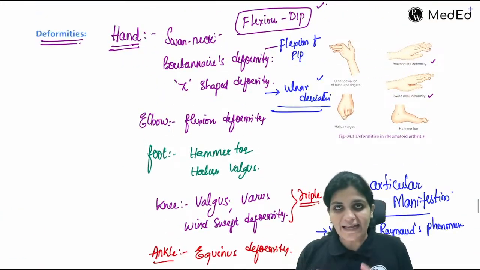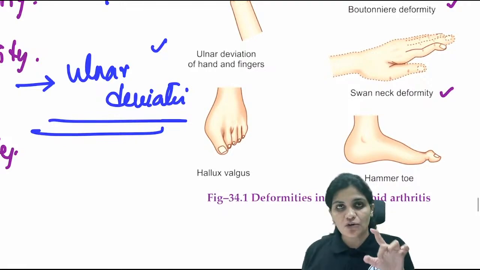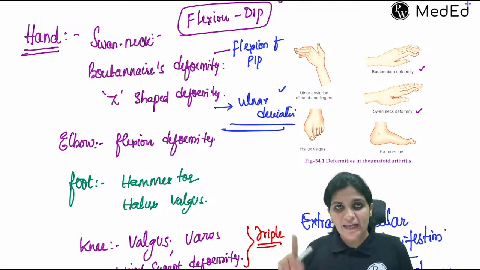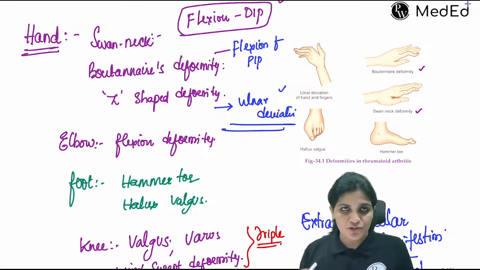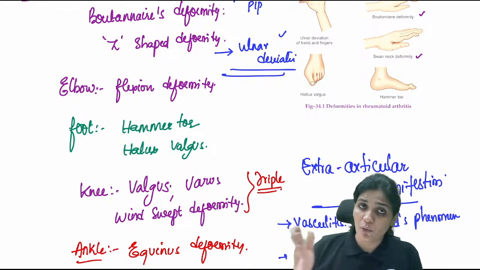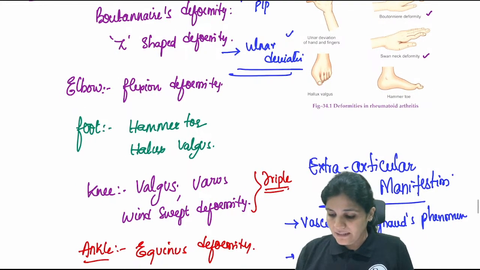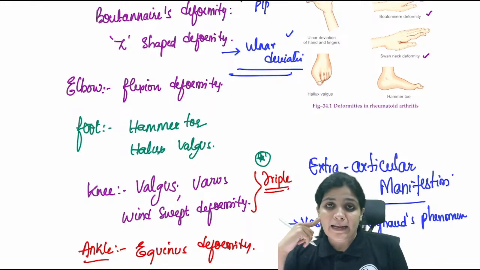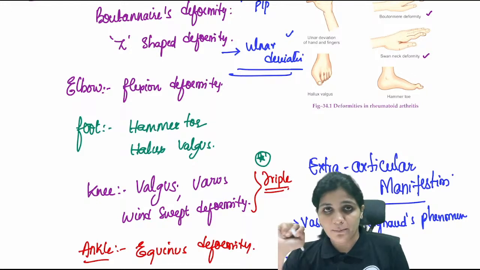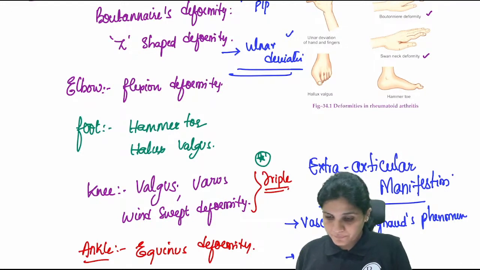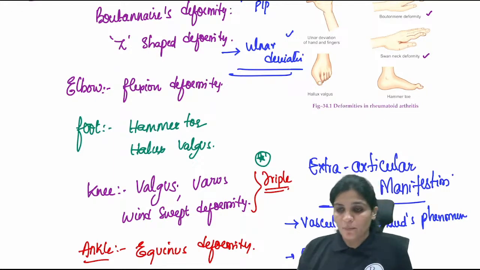So first one would be the swan neck. As I've told you, the picture has been given here. So there will be a flexion of the DIP. You remember it as FT. And then your boutonniere deformity is flexion of the PIP. Then in the elbow, you have just a flexion deformity. And then in the foot, you have hammer toe and hallux valgus. In the knee, you can have a combination of varus and valgus, that is windswept, or only varus or only valgus. And most importantly, you can have this triple deformity where there is flexion, posterior subluxation and lateral deviation of the knee. And then in the ankle you have the equinus deformity. So these are all the deformities which you see in case of rheumatoid arthritis, right?